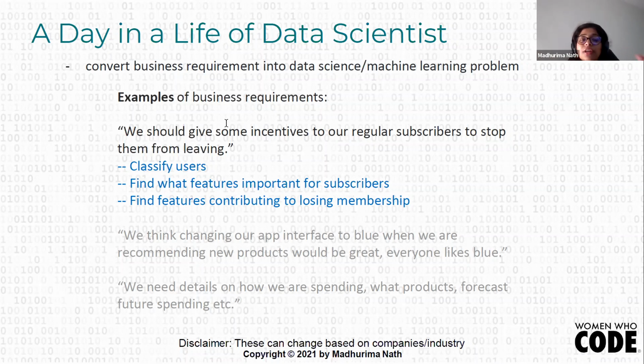If we don't, then we need to classify these users: who are the regular ones, who are subscribed, who are non-subscribed, who are just using it as is, who are premium subscribers. So we need to classify the users first. Then we need to figure out which features are more important for these subscribers. What makes the subscribers stay on, and what are the features the subscribers do not like? It could be cost, it could be, I don't know, the color. What features are making us lose membership?